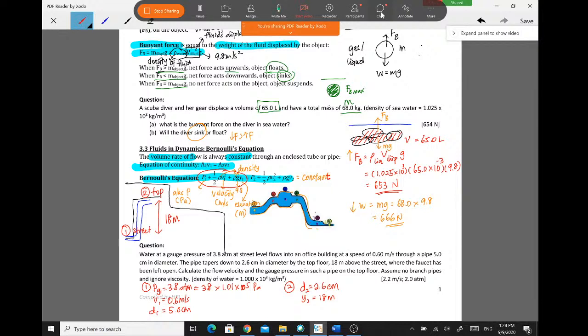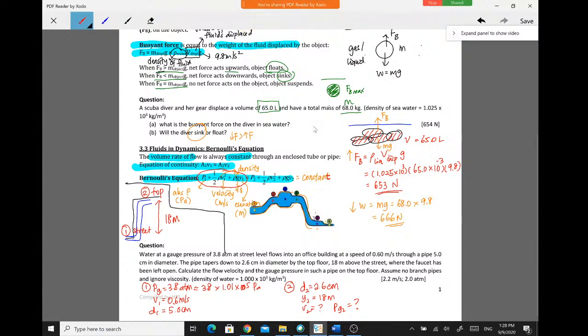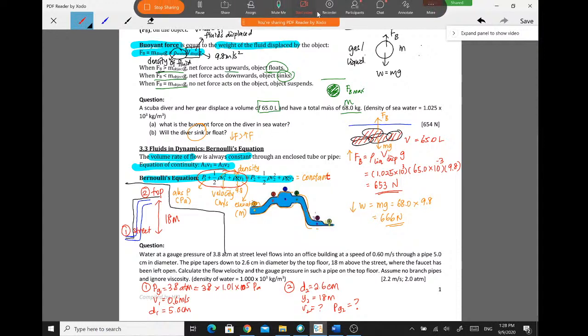So what you have to calculate at point 2 is V2 and also the gauge pressure 2. Okay, so I will open a new file here to solve this question.